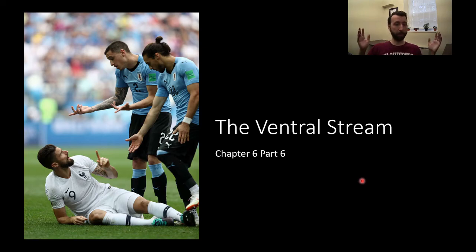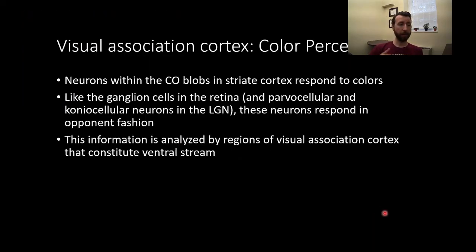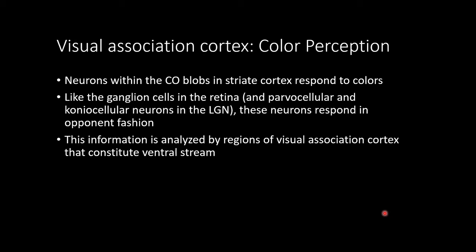All right, welcome to part 6 of our continuing discussion of the visual system. This time we're talking about the ventral stream. Okay, we're going to talk through a couple of different functions that are supported by the ventral stream, the first of which is color perception.